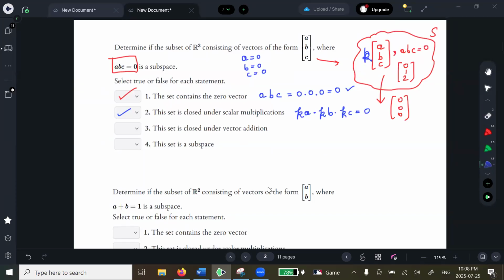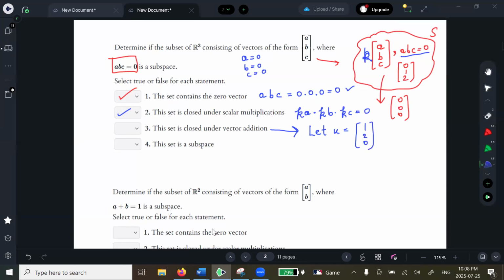Is this set closed under vector addition? How many are in favor? You can raise your hand and we'll see. Or if not, can you think of a counterexample? Two vectors such that the product of their entries is 0, but when you add them, the product of the entries is not 0. Can you think of an example? With a little practice, this will be second nature.